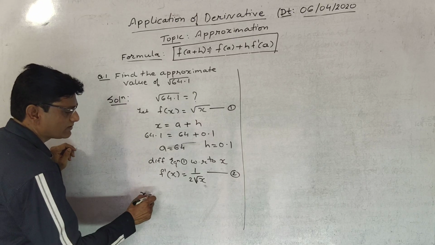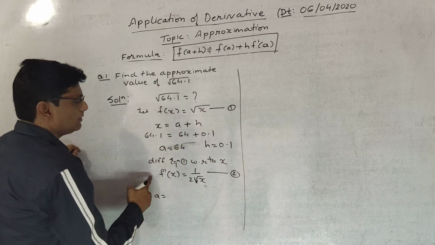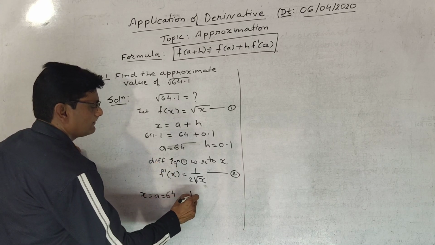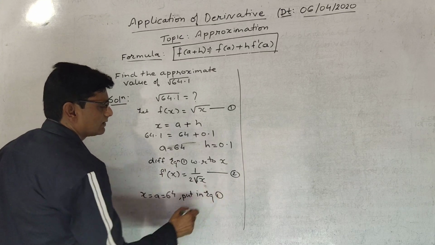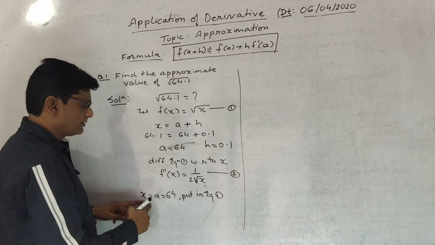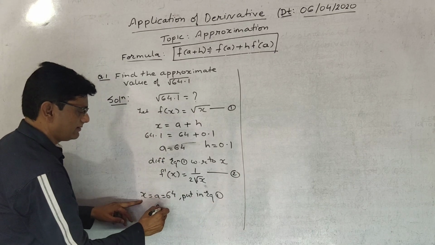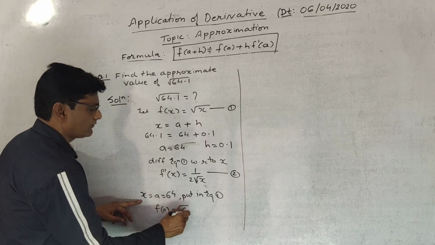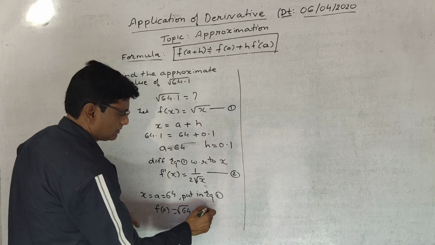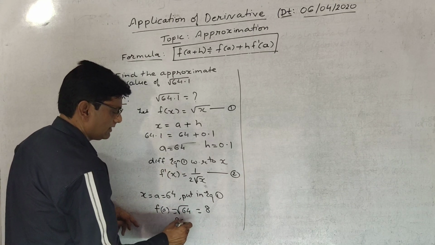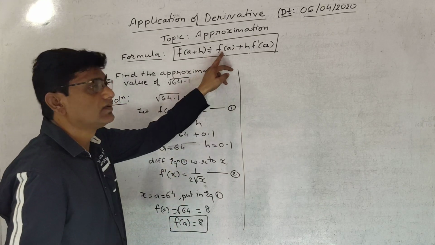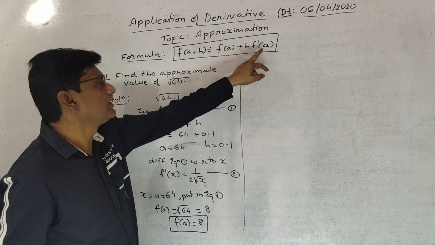What will we do? x equals to a equals to 64. Put in equation 1. So what we will get here? We will get f of a equals to under root of 64, and under root of 64 will be 8. So f of a equals to 8. That is our first term. What we got here. Now what we have to get here?